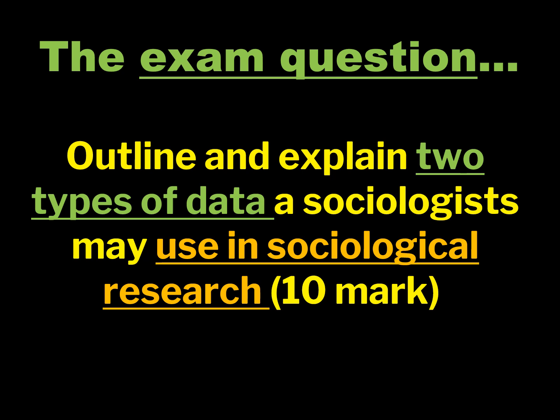So in this case, the 2 parts of the spec are types of data, which is bullet point number 1 and 3, quantitative and qualitative data, and linking it to sociologists using it, which would be bullet point 5, the choice of method and the conduct of research.